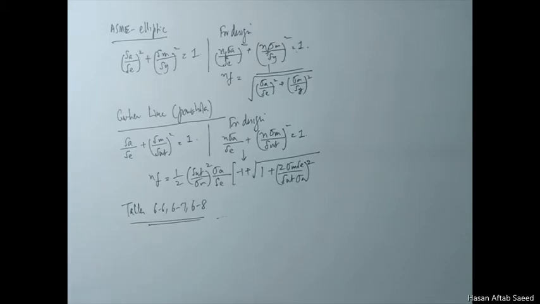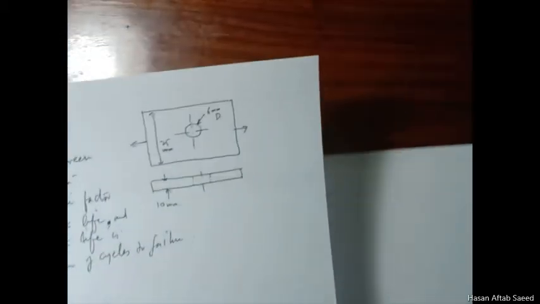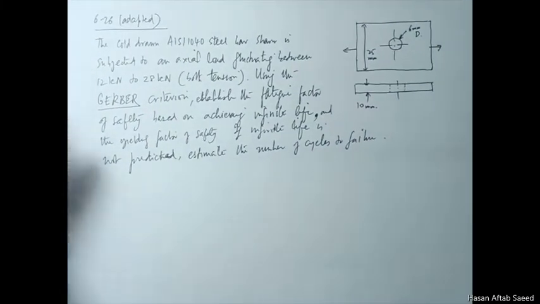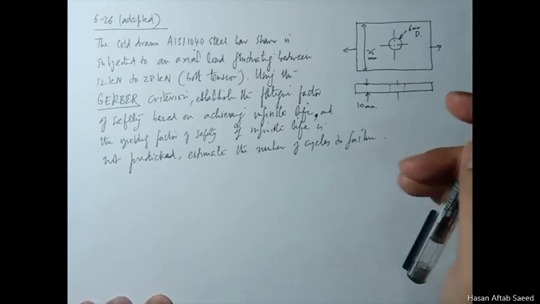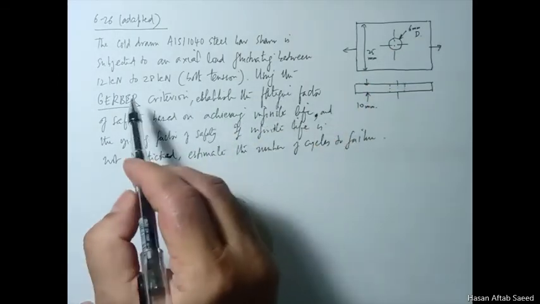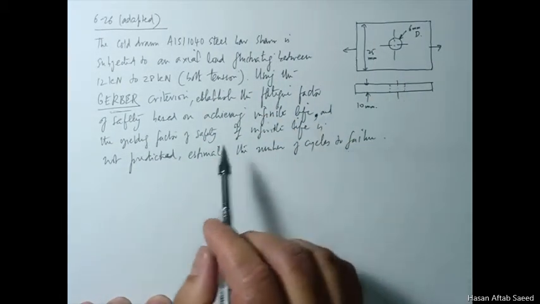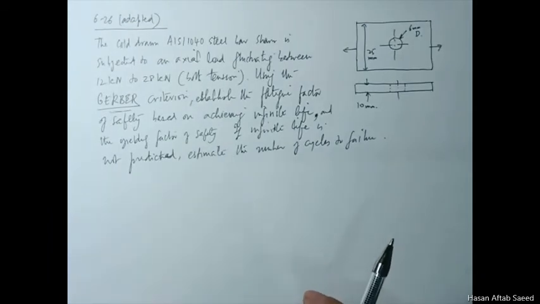Now let's take a problem to demonstrate how one of these three criteria is applied to real world problems. Now this is a familiar problem for you. In the last class we had done this for the modified Goodman criterion. Now this is exactly the same question, except that now we are supposed to apply the Gerber criterion and find out whether it is safe or not.